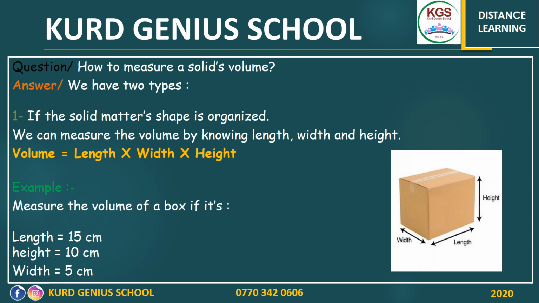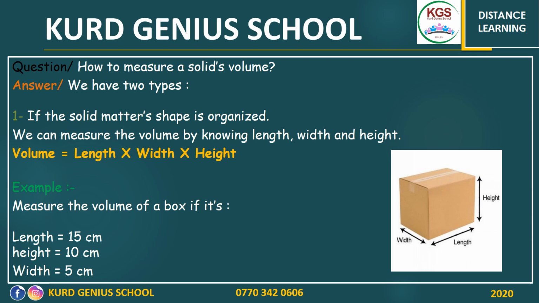Now I gave you an example. I said measure the volume of a box if its length is 15 centimeters, the height is 10 centimeters, and the width is 5 centimeters. So if you have all the 3 numbers, what you have to do is just multiply all 3 of them so you can have the matter volume. But remember that this is only used for the organized shaped matters, not the unorganized ones. So please do it and write the result next to it.